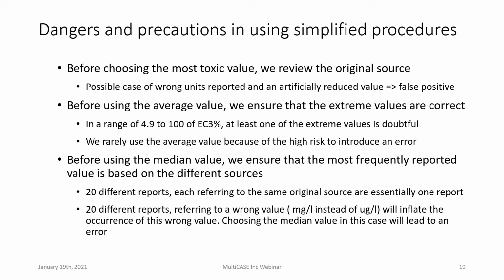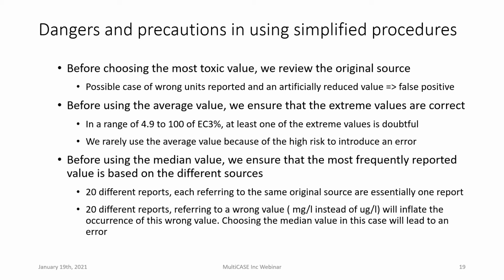If we decide to use the average value, we need to ensure that extreme values are correct, at least one of them. In my example of an organometallic, between these 4.9 and 100 values of EC3, at least one of them is doubtful. It cannot be that both of them are correct. And it happened that 100 was wrong. For this particular reason, we very rarely use the average value. It's very easy to do, you just make an average. In this case, you will have probably close to 50% EC3, but it's very far away from the median value which we actually use.